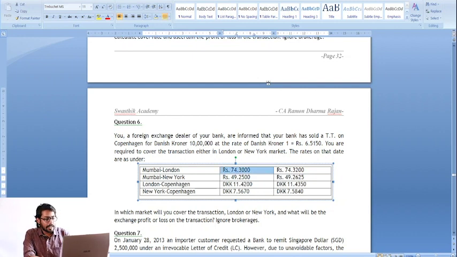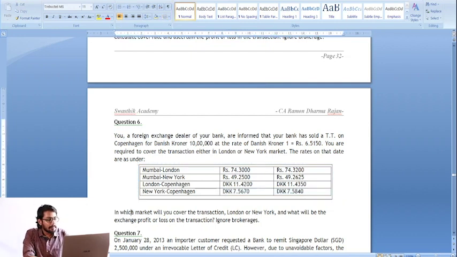Mumbai, London is 74.30, 74.32. Mumbai, New York. What is Mumbai, New York? Rupee by dollar, New York is in US, I hope you know that. Rupees 49.25 and rupees 49. London, Copenhagen. Copenhagen is in Denmark. Danish kroner 11.42, Danish kroner 11.4350. And New York, Copenhagen, that is DKK by dollar: 7.5670 and 7.5840.